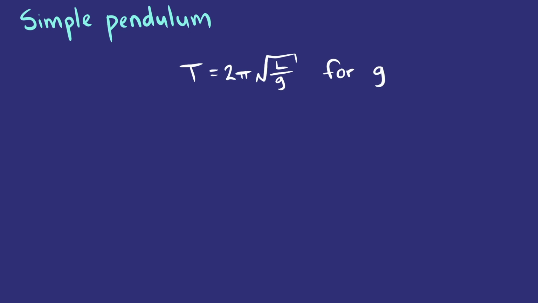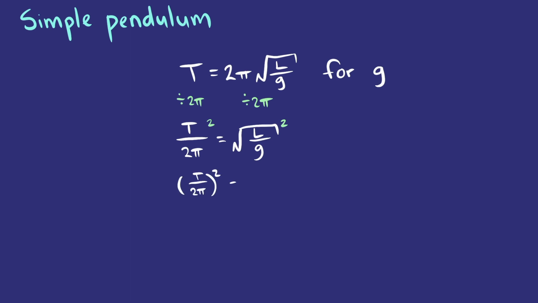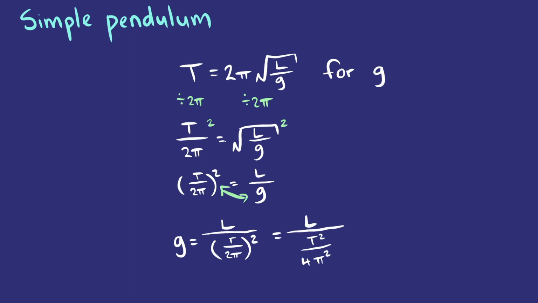Our first step is to get rid of the 2 pi by dividing it from both sides. Now to get rid of the square root, we need to square both sides. Now to recall our trick, we can swap these two terms here, which gives us L over T over 2 pi squared. Now by expanding our square out, we could also write it this way. Or, since a denominator in a denominator becomes a numerator, we could write it like this.